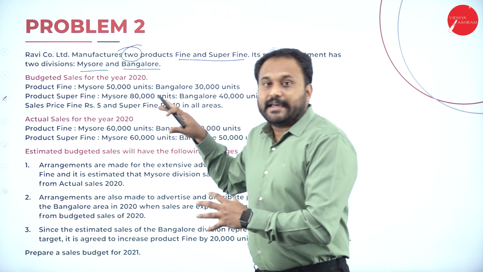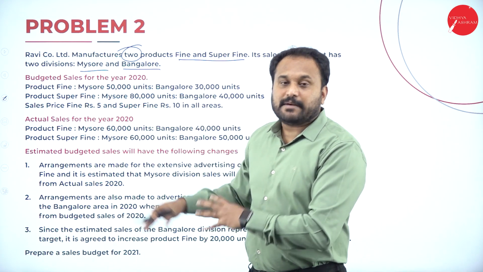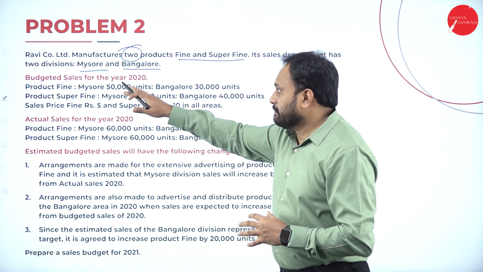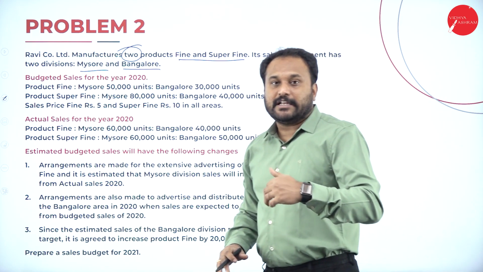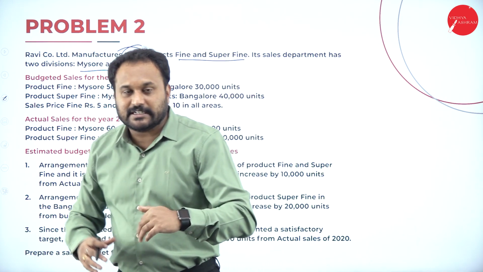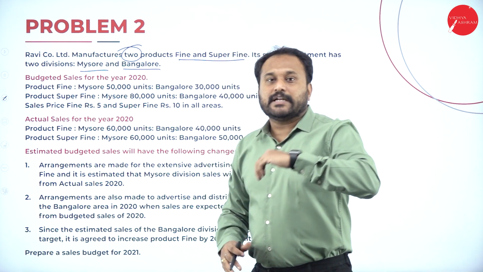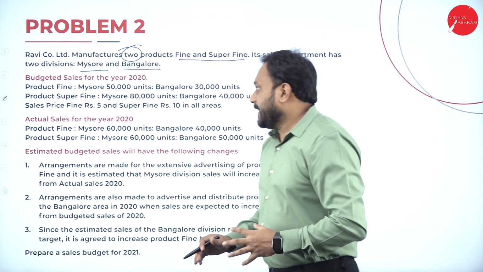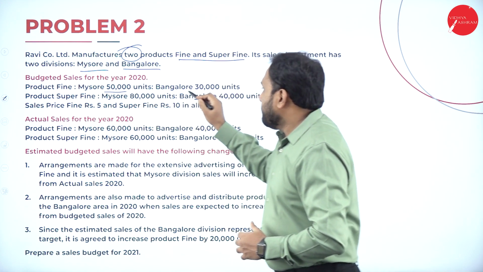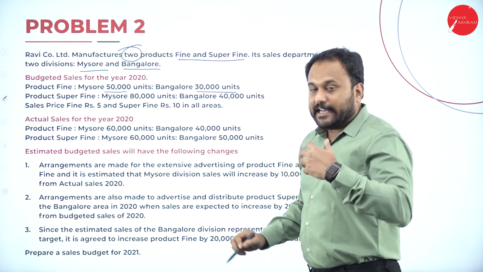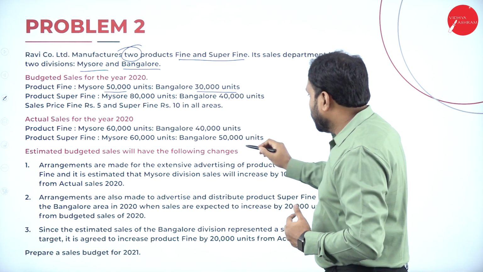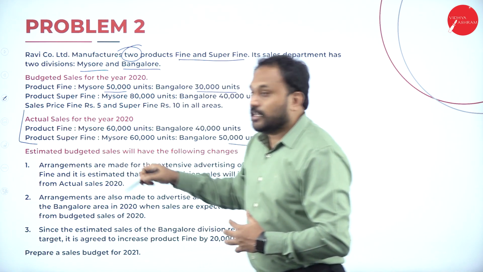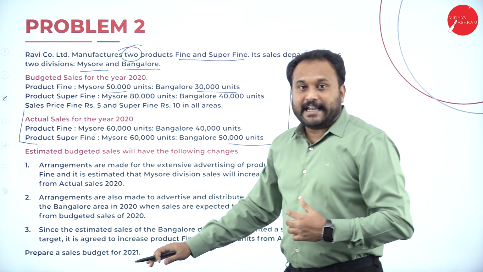Students, this is an exam question which had come in 2016, so you can just refer to this. They have given budgeted sales for the year 2020. Budgeted sale for 2020 means it is the current year and 2021 is the next year according to this problem. Product fine in Mysore is 50,000, Bangalore is 30,000. If you read each and everything till here, we will take it and solve the problem. Later we'll come to the next adjustment.